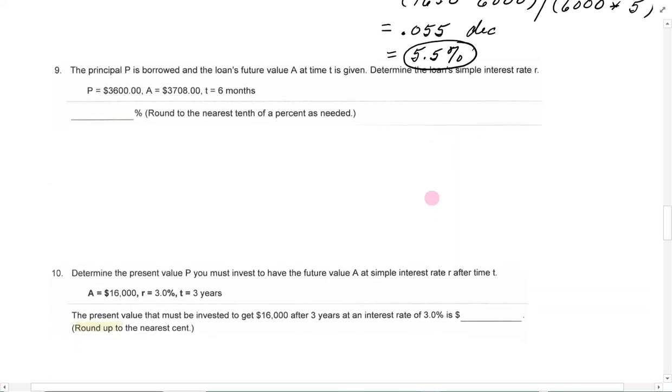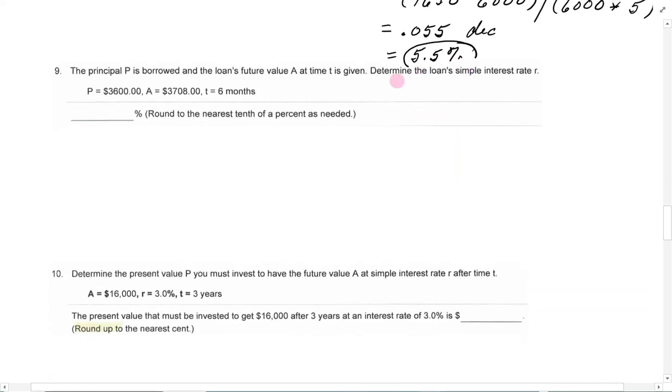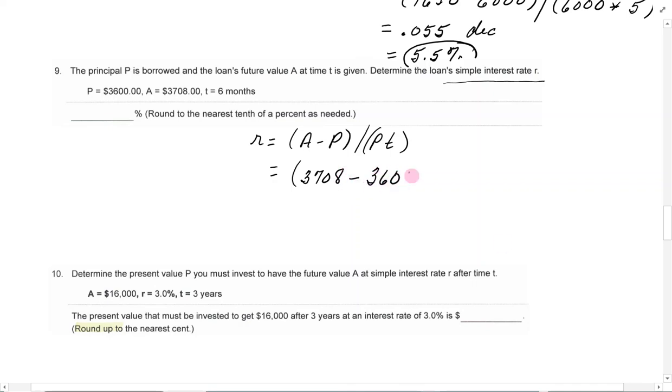All right, our next one. Principal P is borrowed and the loan's future value A at time T is given. Determine the loan's simple interest rate R. Okay, repeat. R is equal to (A minus P) divided by P times T. The future value is 3708 minus the present value of 3600, close, divided by the present value 3600 times the time.